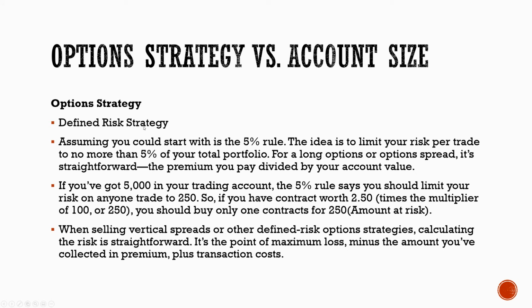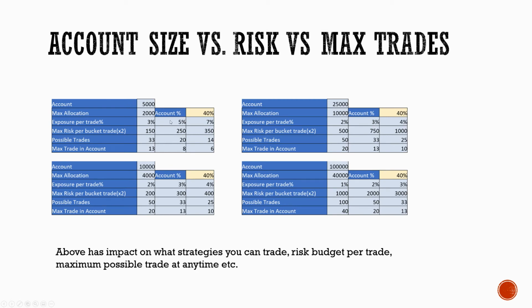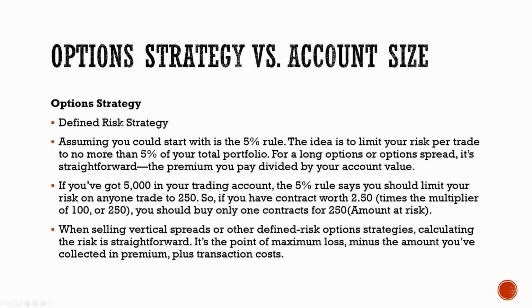if we are trading defined risk strategies, I think in defined risk strategies, it is clear. Let's take an example of the 5% rule here for a 5,000 account. The max risk suggested here is to risk 250 euros per trade. So if it is a defined risk strategy where you are buying call or put options, basically long trades, then it is pretty clear.